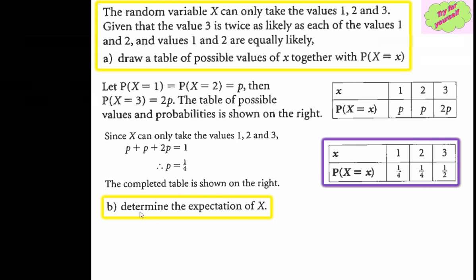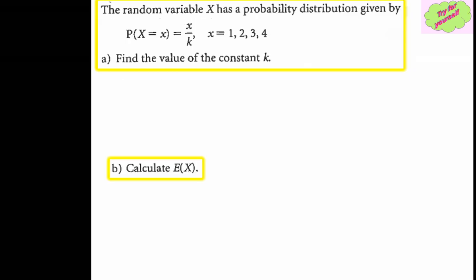This means that we were able to solve for P, and then determine the expectation of X. So remember, for the expectation of X, you do that times that, plus that times that, plus that times that. So 1 times a quarter, plus 2 times a quarter, plus 3 times a half. It doesn't equal 1 this time, because you've got a quarter, plus a half, plus 3 halves. A quarter plus a half is 3 quarters. 3 quarters plus 3 halves is the same as 3 quarters plus 6 quarters, which is 9 quarters.